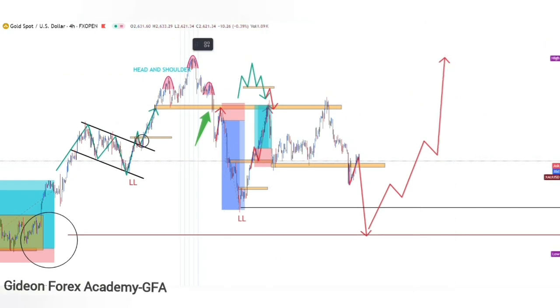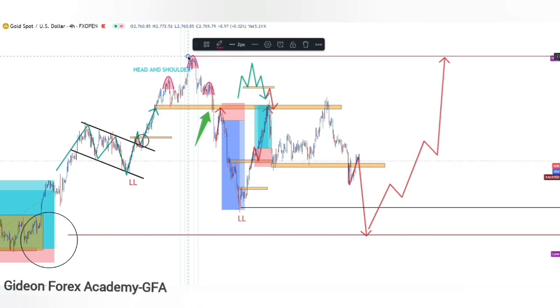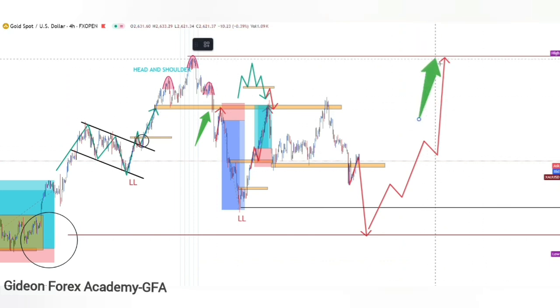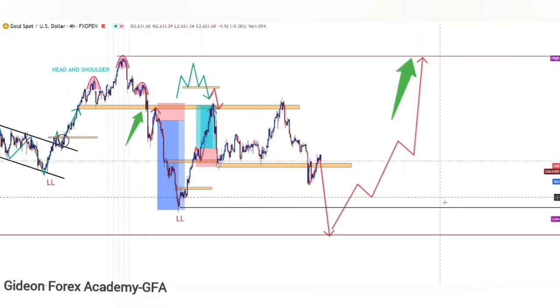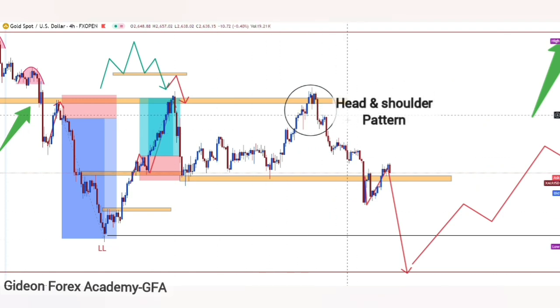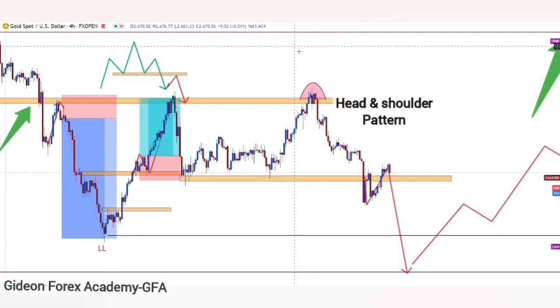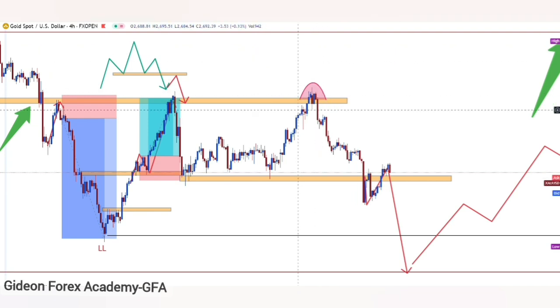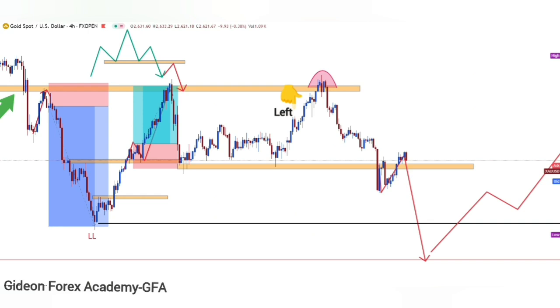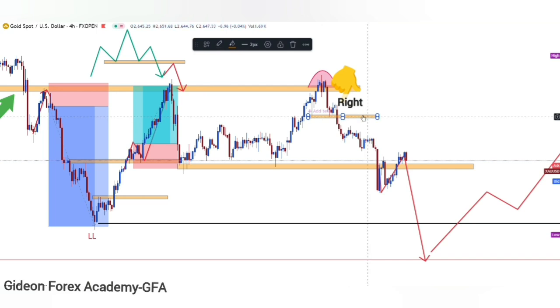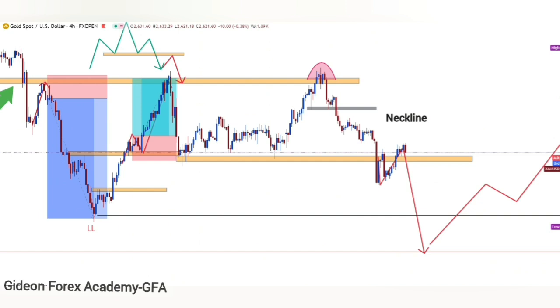The target would be this, the head of this shoulder right there. That price would be the target, okay. This would be the target up here. I forgot to show you guys, this would be another head and shoulder pattern, okay. This is another head and shoulder pattern right there. So this is the head, this would be the left shoulder and the right shoulder, and this would be the neckline, all right. So this would be the neckline right there, okay.